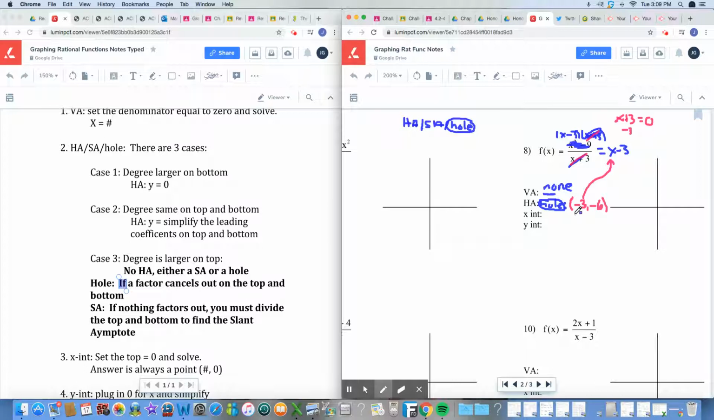Now, to find your x-intercept, well, you just set this equal.